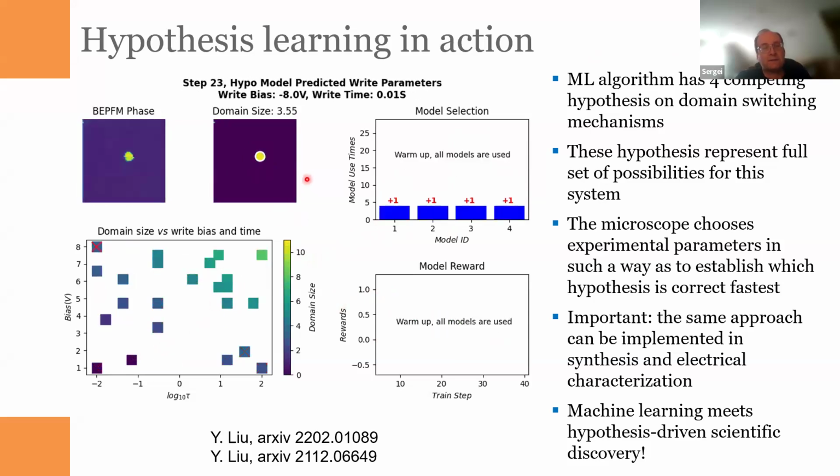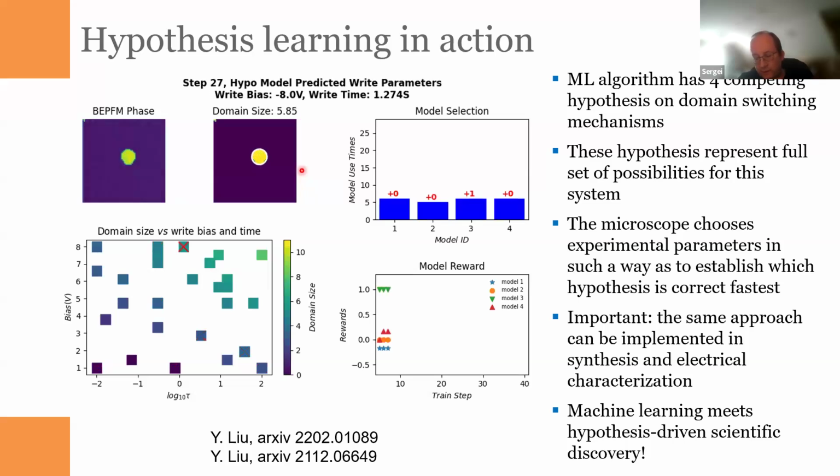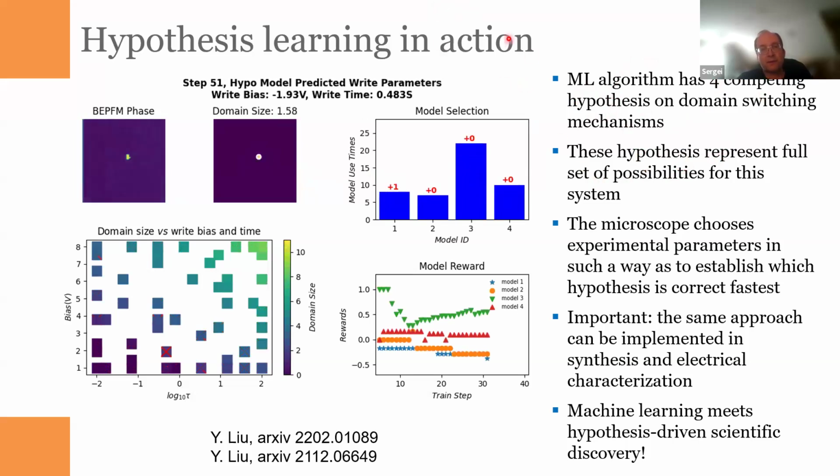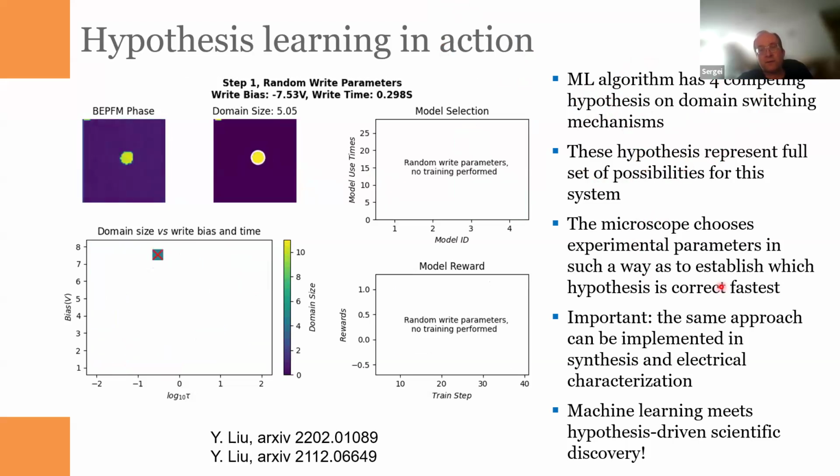But practically, this is exactly the case where the instrument worked as an automated scientist. We started with 4 competing hypotheses. We know that these hypotheses represent the full spectrum of possibilities of what may be happening in the system. The microscope chose experimental parameters so as to establish which one is correct. And that's a kind of hypothesis-driven discovery.